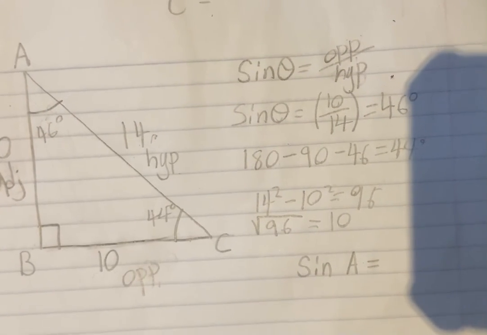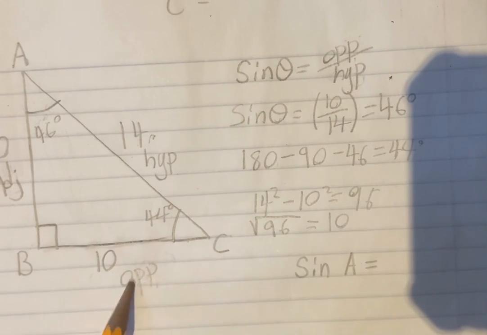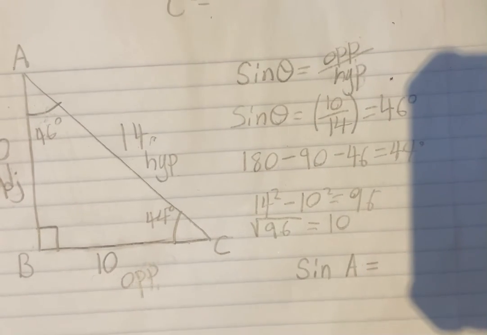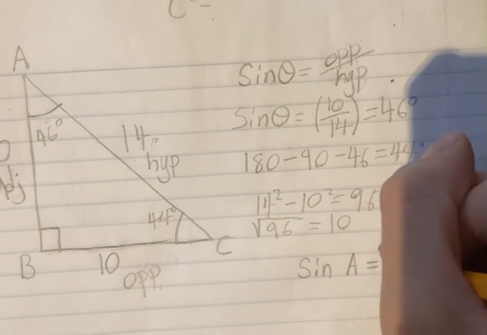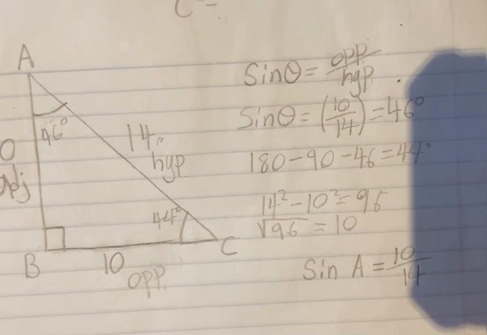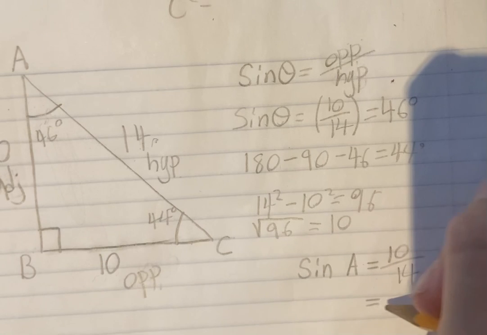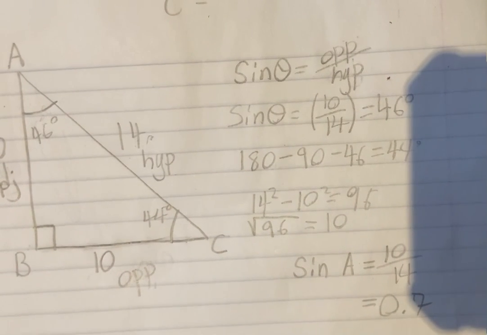Now, to find the sine ratio of A, all we need to know is that this is the opposite and this is the hypotenuse, and that sine is opposite over hypotenuse. So we need to take 10 and then 14, and that's our ratio for sine A. And although it's not always required, you can divide 10 by 14 and you can get 0.7 with that, and that's also the sine ratio.